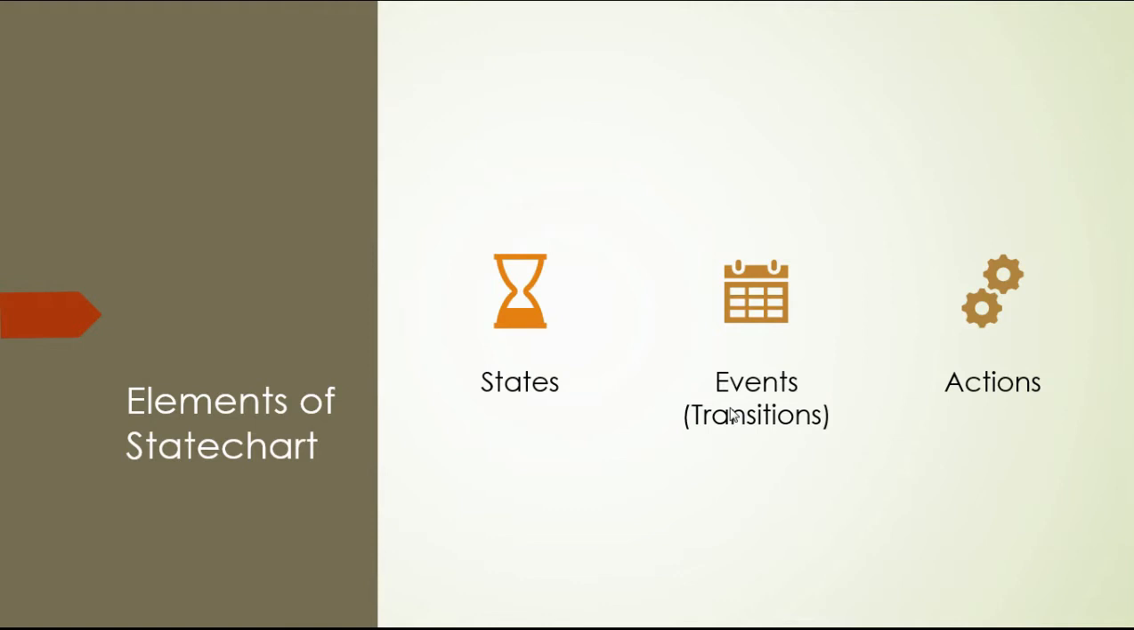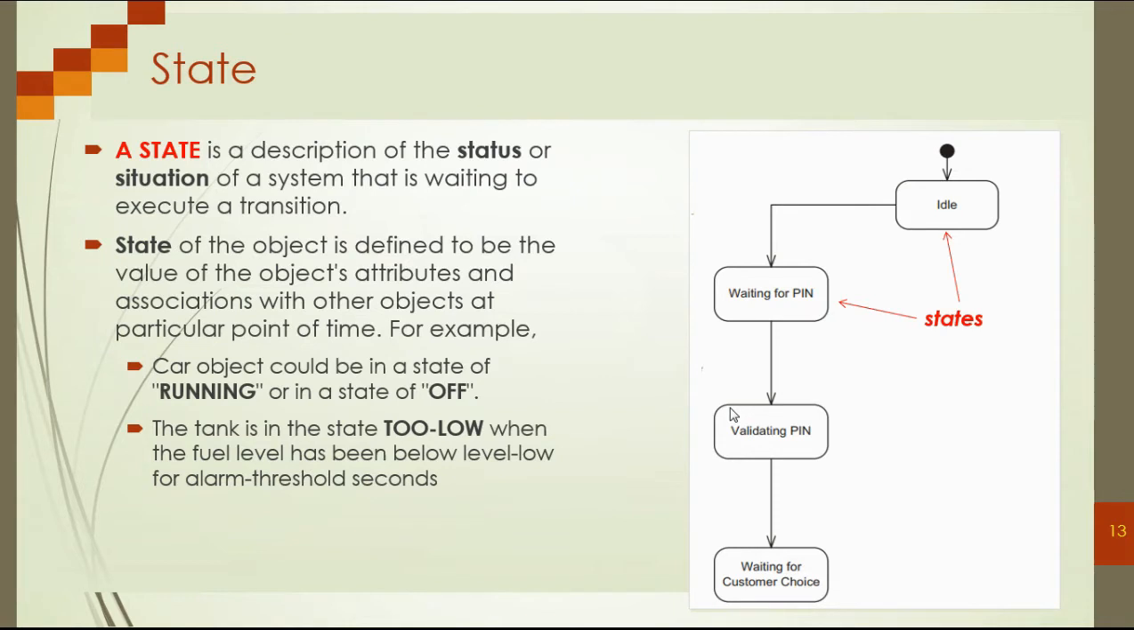The state is the main element of the statechart, and then the events or the transitions that will happen to transfer from one state to another state, and the third one is the action that will happen once the system has reached the state. So let's see these elements one by one. So the first one is the state.